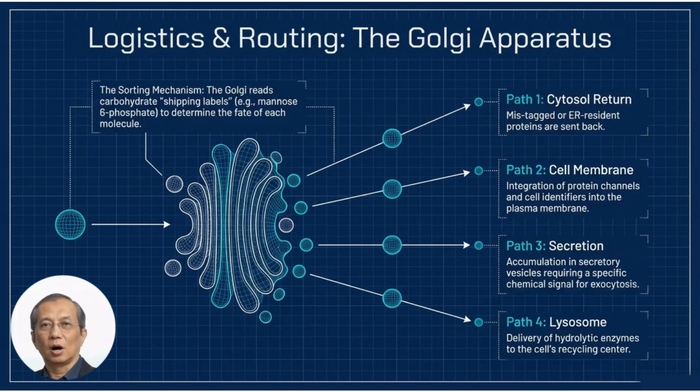Proteins and lipids from the ER then move to the Golgi apparatus, the cell's logistics and routing center. The Golgi functions by reading carbohydrate shipping labels, such as mannose 6-phosphate, to direct molecules to their correct destinations. There are several potential paths. Some molecules return to the cytosol if mistagged or are ER-resident proteins. Others are directed to the cell membrane to become protein channels or identifiers. Some are packaged for secretion via exocytosis upon receiving a chemical signal. And finally, some are sent to lysosomes, delivering hydrolytic enzymes.